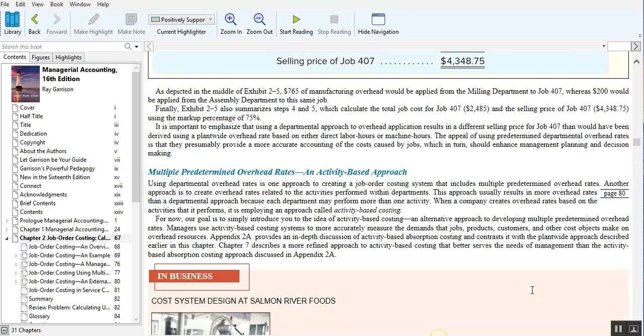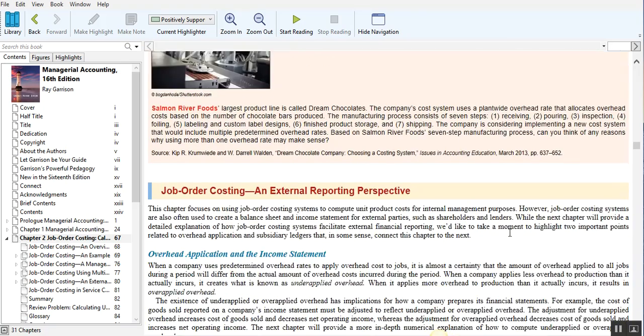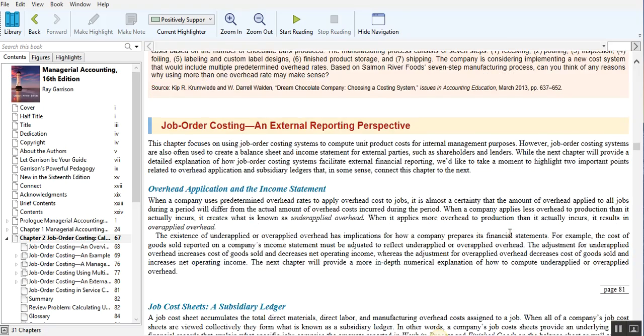Now, we can also use an activity-based approach. When we're talking about activity-based approaches, what we're actually doing is we're looking at the activities in the department and calculating using different rates for the different activities. So we may have multiple rates or predetermined overhead rates for a department. So we can have more than one based on the activities that go into a particular product.